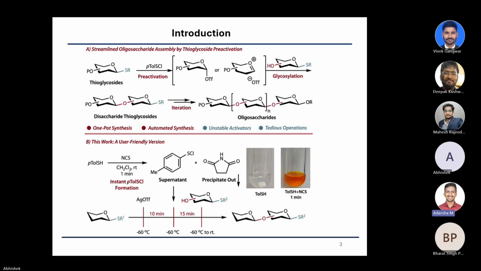Table B is whatever they have done: instead of using the sulfenyl chloride, which is unstable, they are generating that activator in situ. That is the novelty of this reaction. All this pre-activation using thionyl sulfenyl chloride is already reported. Their thing is they're generating it in situ because that is an unstable activator to maintain outside.